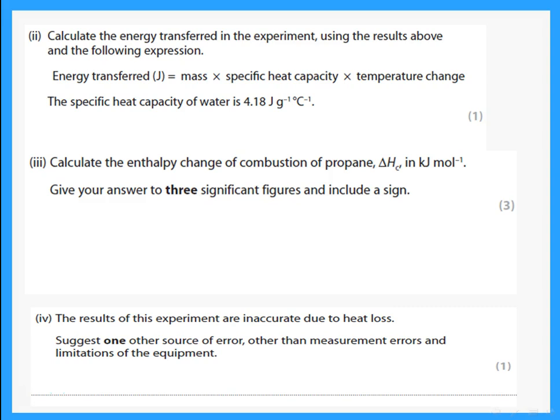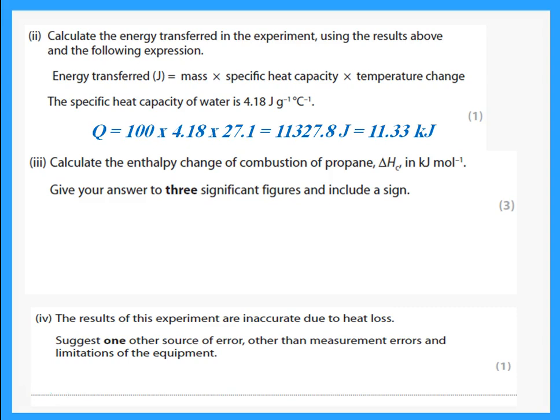Calculate the energy transferred using the results. Energy transferred is mass times specific heat capacity times temperature change. So we're getting Q, the mass of the water, he says, was 100, 4.18. We calculate the temperature change, it comes out to be this, and the value comes out in joules. You can then divide by 1,000 to get it in kilojoules.